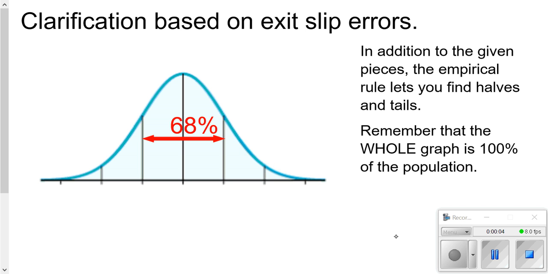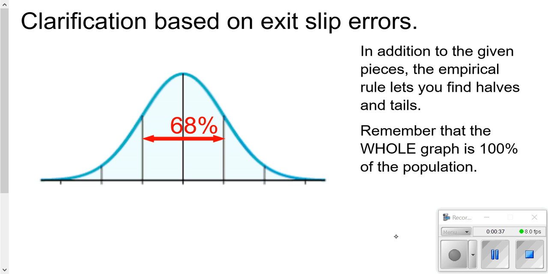This is Mrs. Lemke, and I'm here to just add a little clarification to your understanding of the empirical rule. I looked at the results from last class's exit slips, and it seems like we need a little bit of clarification. You know that the empirical rule has three numbers involved with it. 68% pertains to this piece of the graph that I'm indicating here with this red arrow. So from one standard deviation below the mean to one standard deviation above the mean captures 68% of the population.